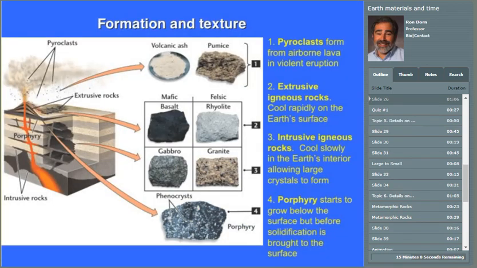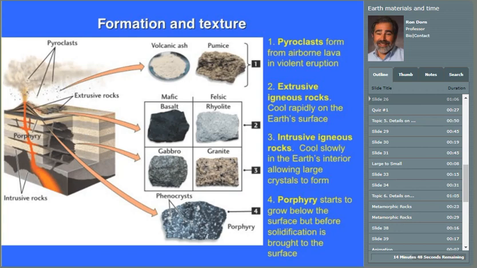Geologists like to look at the texture of the rock. So here are some different textures that you can find in different types of intrusive and extrusive igneous rocks. For volcanic eruptions, you might have pyroclasts, or little pieces that are blown out of the volcano. Ash or pumice would be examples.